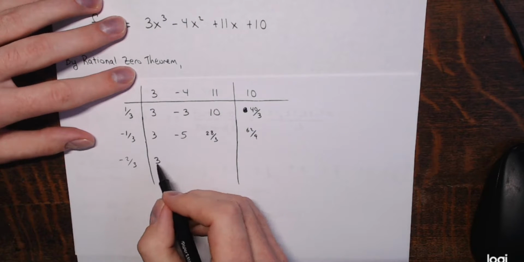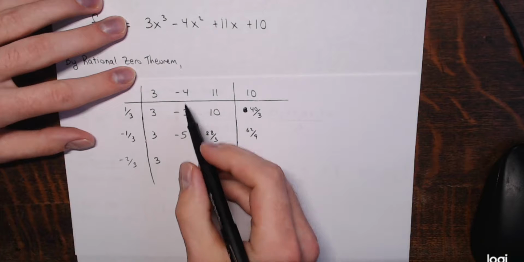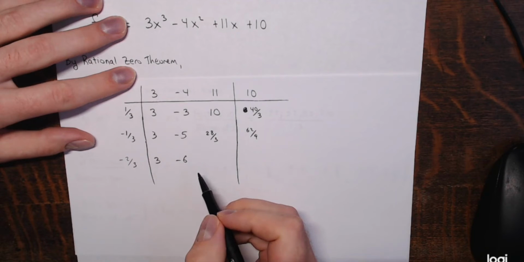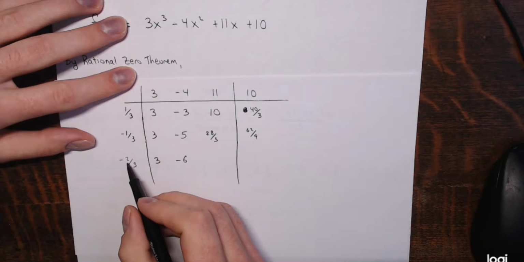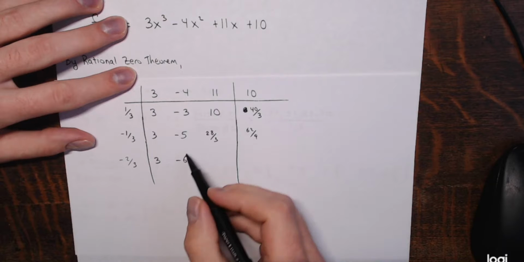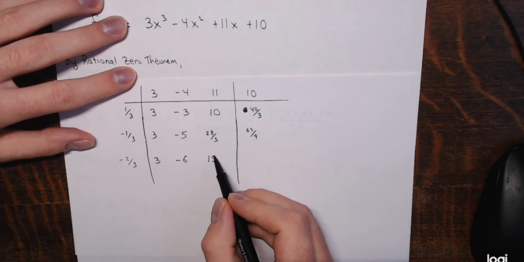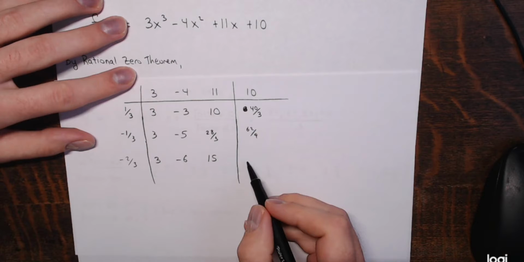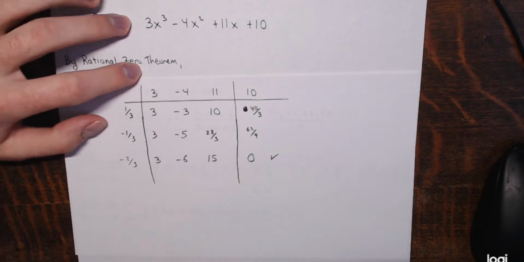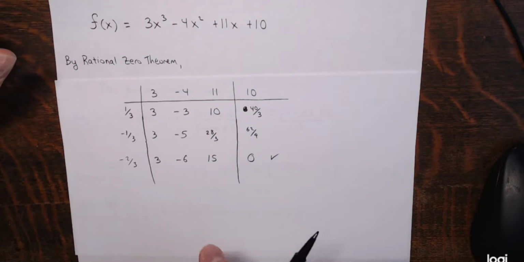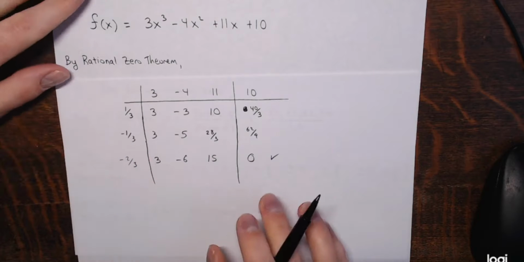All right, so drop the 3. Then negative 2 minus 4 is negative 6. Then positive 4 plus 11 is 15. Negative 10 plus 10 is 0. Fantastic. So negative 2/3 is a rational zero of this polynomial.